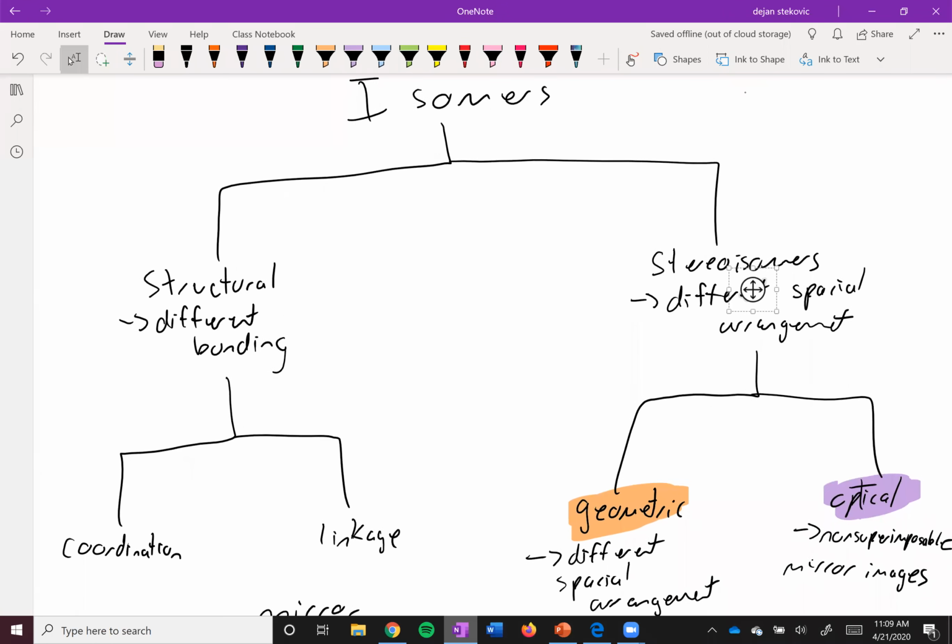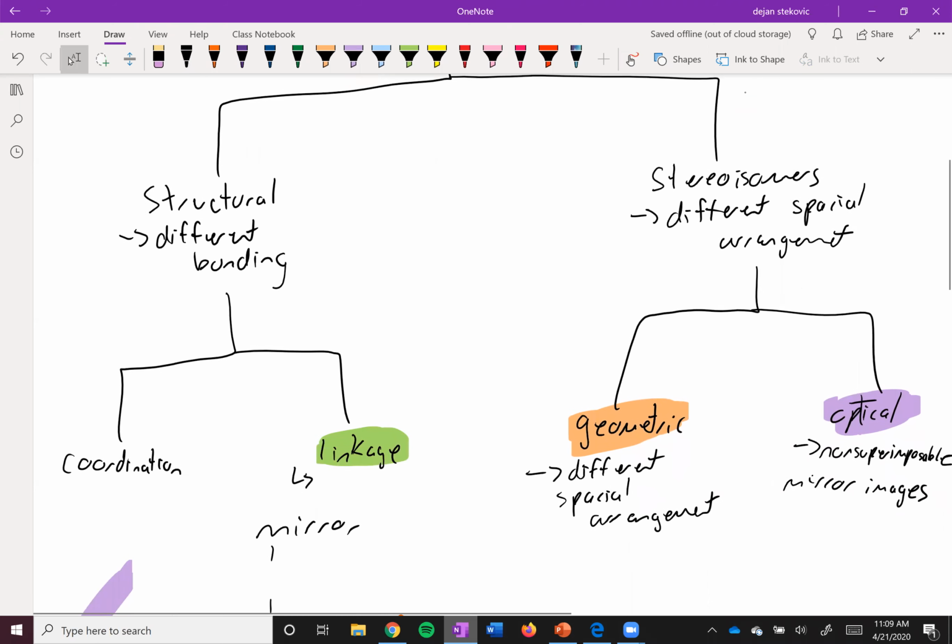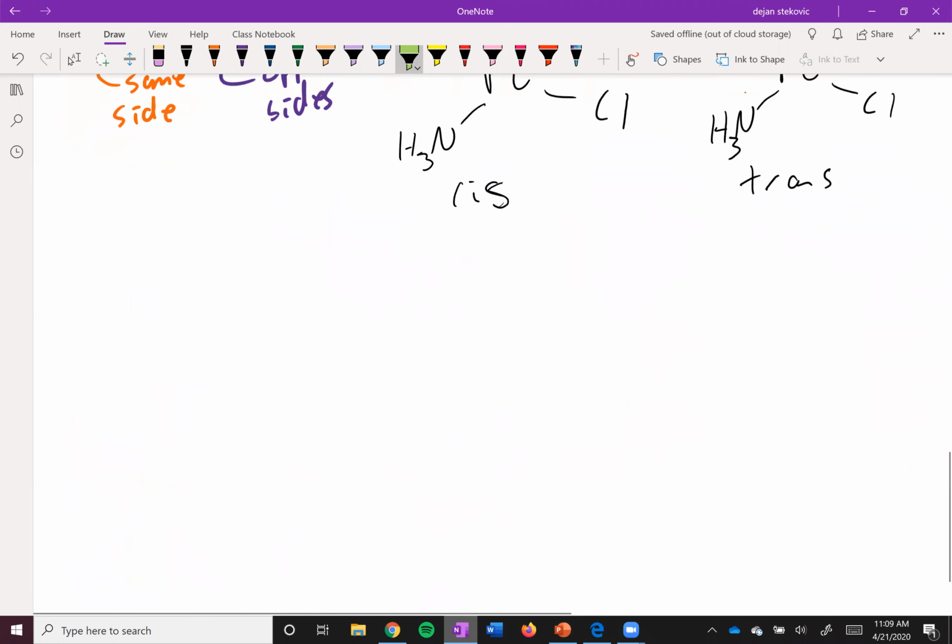So we've covered stereoisomers. Let's move on to structural isomers, and we can go ahead and start off with linkage isomers. So in linkage isomers, your ligands are bound in a different way. So ligand bonds in different way. So let's take a look at an example of that.